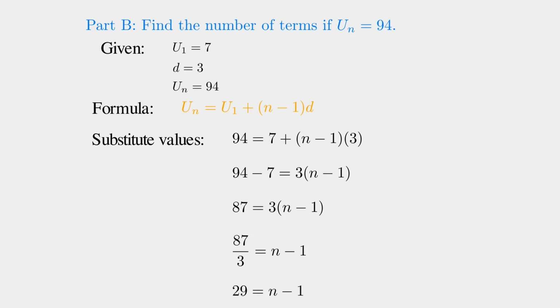Now let's solve for n. Solving for n, this will give us n minus 1 is equal to 29. Since n minus 1 is equal to 29, this means that n is equal to 30. So there are 30 terms in the sequence. Okay, let's take a second example now.